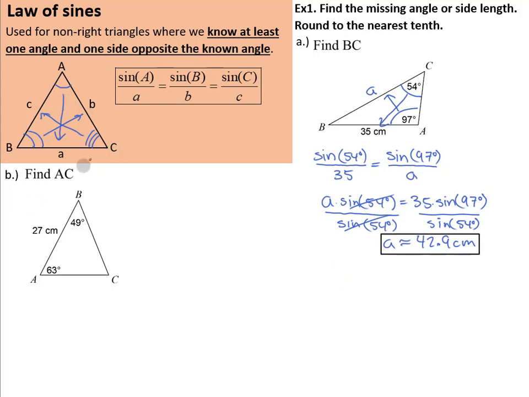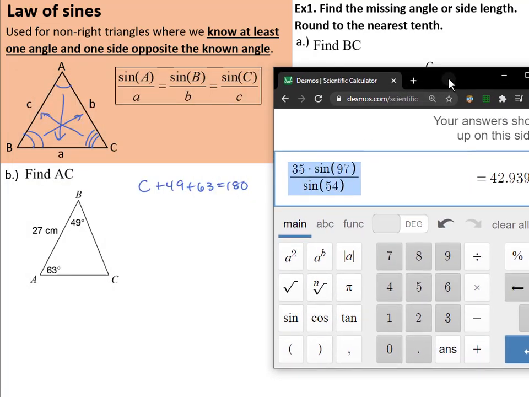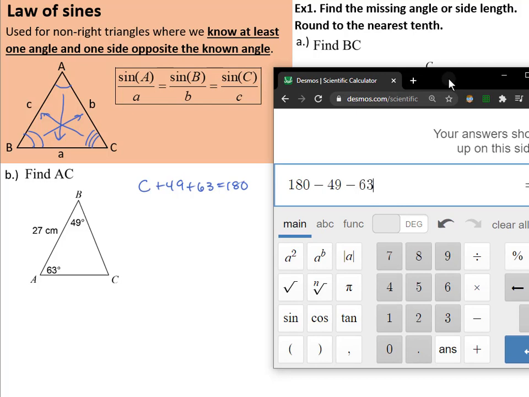Okay. All right, let's try B. Pretty similar problem. Now note here, we only know one side, but we immediately don't know the angle opposite it. Well, hopefully remember, the 3 angles in a triangle should add up to 180. And if we know 2 out of the 3, we can say, hey, my unknown angle at C plus 49 plus 63 has to total 180. And of course, we can use that to solve for our angle at C. So subtract those two values from 180, take away 49, take away 63, and our remaining angle is 68 degrees.